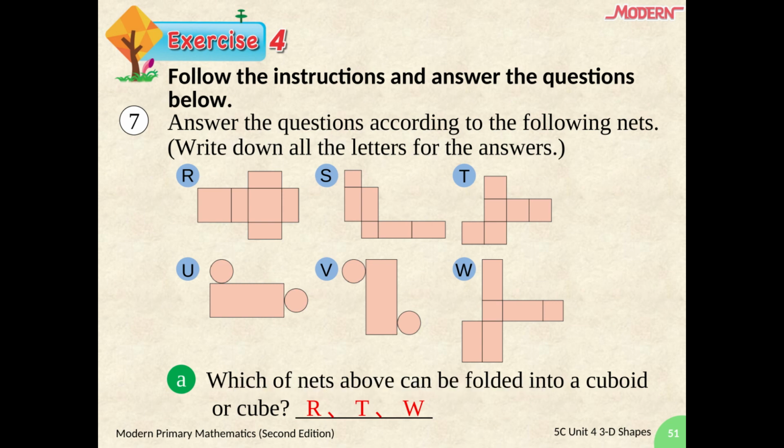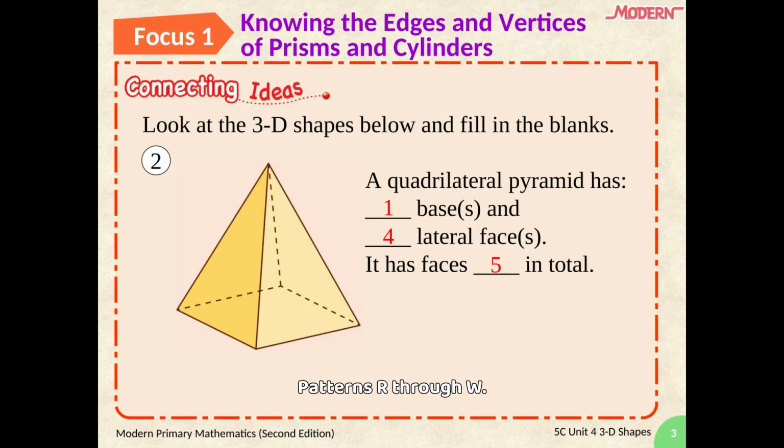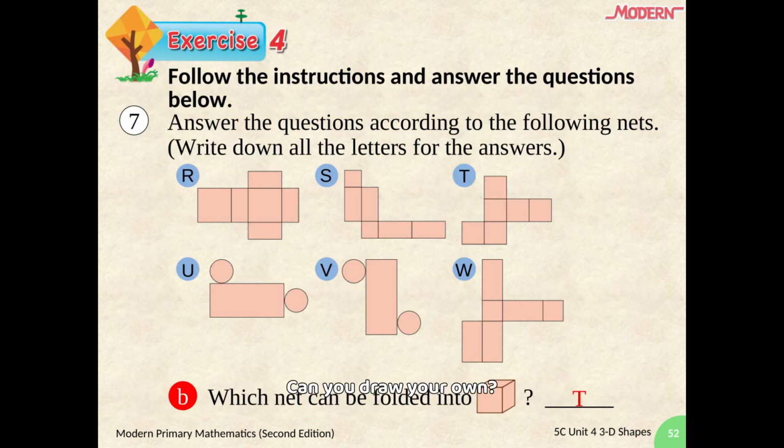I knew it would. Now for the letter challenge. Patterns R through W. This is where we separate the amateurs from the masters. R folds into a cube. T is another cube net. And W makes a cuboid. But wait, look at V. 2 circles and a rectangle? That's our curvy friend, the cylinder. Being able to identify these flat patterns is a superpower that helps you understand how everything from cereal boxes to battery packs is made. Can you draw your own?